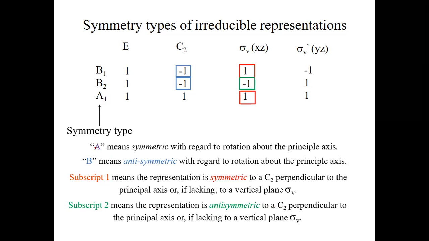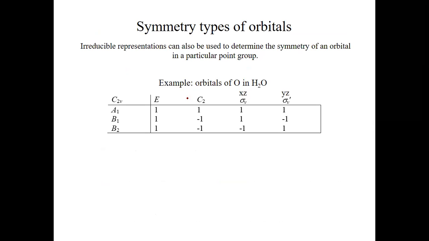So A, as I just said before, means symmetric with regard to rotation about the principal axis, which is here the C2. All right. Then irreducible representations can be used to determine the symmetry of an orbital in a particular point group. And as we'll see later on, this is very useful in order to understand molecular orbital theory using group theory.